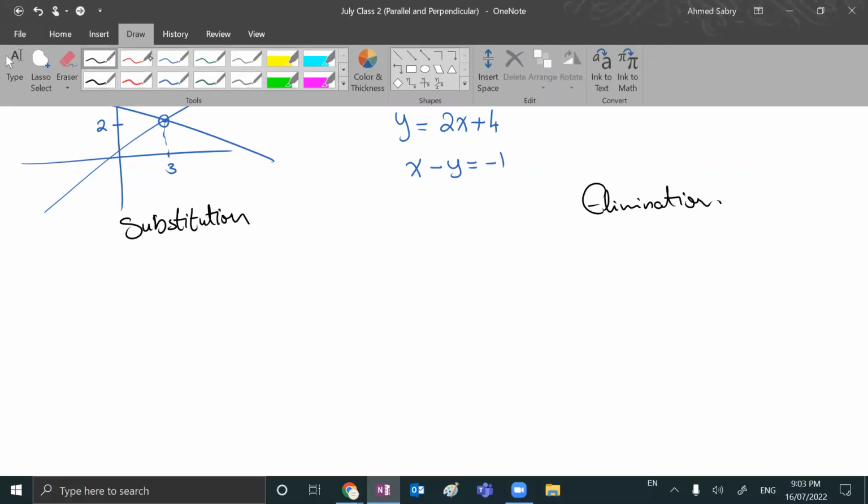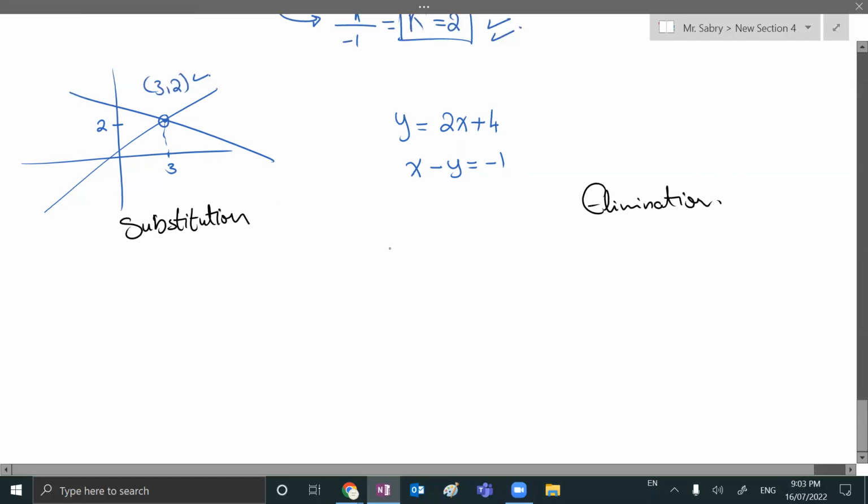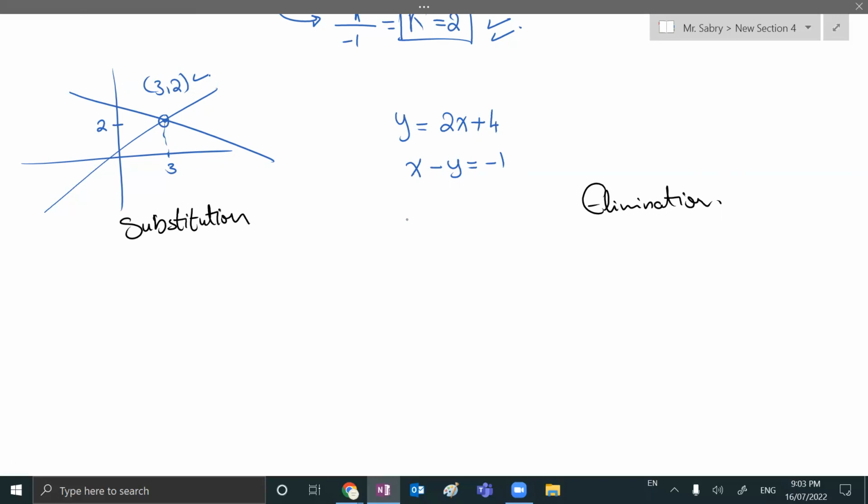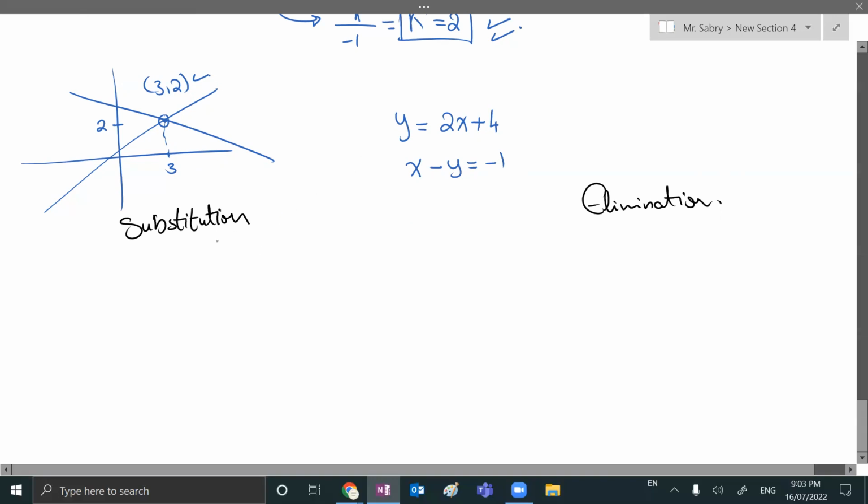Now, if we're working with substitution or elimination, it depends entirely on how the question itself is written. Both will work in all questions. It's just sometimes easier than the other. For example, in this one here, the substitution is definitely easier. I'll just remove this y and substitute the 2x plus 4 here.